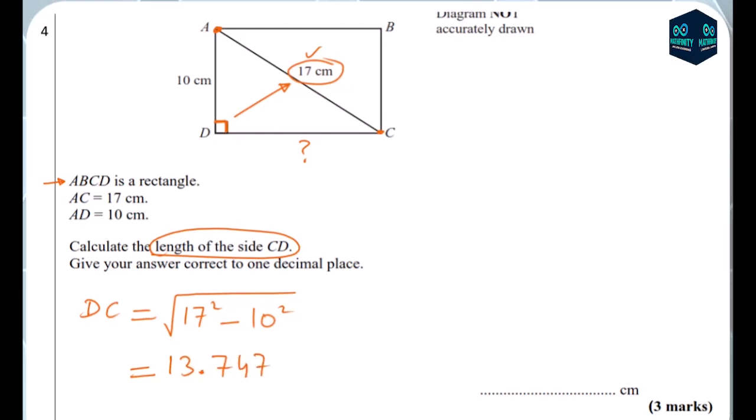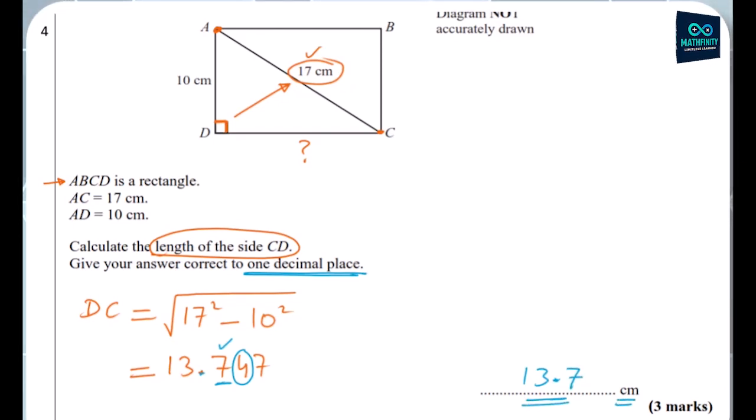13.747. And we have to see the statement. What statement is the last? Give your answer correct to one decimal place. One decimal place means after point the first digit you have to correct. After the underlined number is 4, less than 5, so we will not add 1 here. So what will be the final answer? 13.7. Unit is already written. This is the final answer.